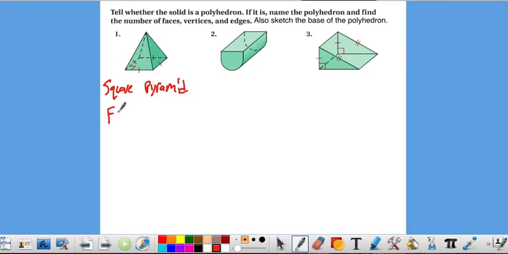So how many faces does this thing have? You're basically asking how many two-dimensional shapes make up this thing. So you have a square on bottom and then four triangles on the side. So you have 5 faces. How many vertices does it have? How many little corners? How many points does it have? 1, 2, 3, 4 on bottom and then 1 on top. We also have 5 vertices. And then finally, for edges, how many lines do we have that connect everything? So you got 4 on bottom, and then you have 4 kind of on each side of that triangle. So you have 8 edges. And then if we want to sketch the base, it's just going to be a square.